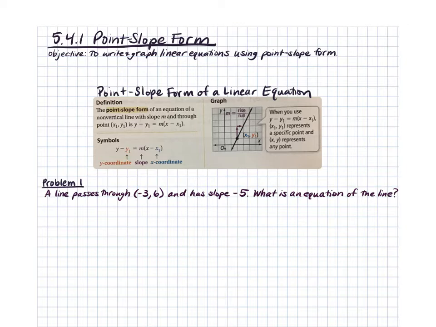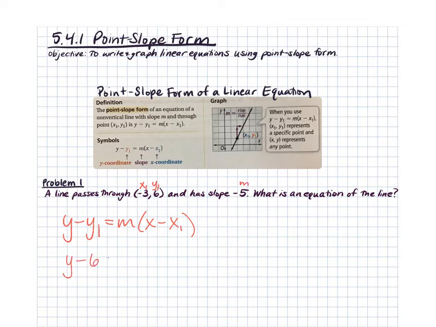So we have our y minus y1 equals m times x minus x1, where the point, I just jumped right into this. Problem 1, a line passes through -3, 6 and has a slope of -5. So what's the equation of a line? So with a point and a slope, we can also write an equation of a line. So here's our point. This is going to be my x1 and my y1, and then here's my slope, so that's my m. So you can just plug that right in.